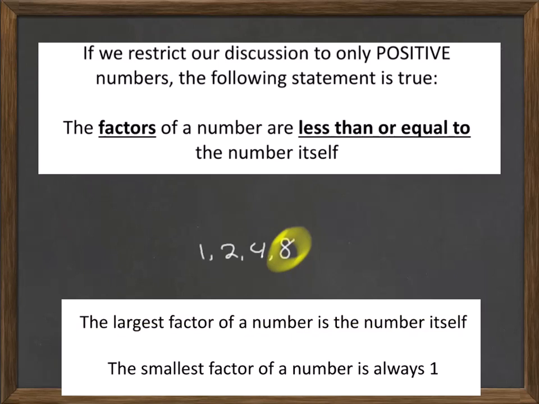So the smallest factor of the number, notice, is 1. And this is true of any number. The smallest factor of a number is always 1. So again, the largest factor of any number is the number itself, the smallest factor of that number is 1, and all the other values, of course, are somewhere in between 1 and the number.